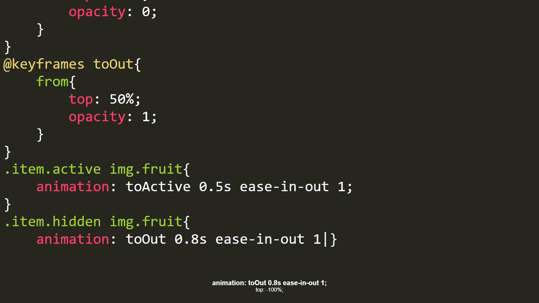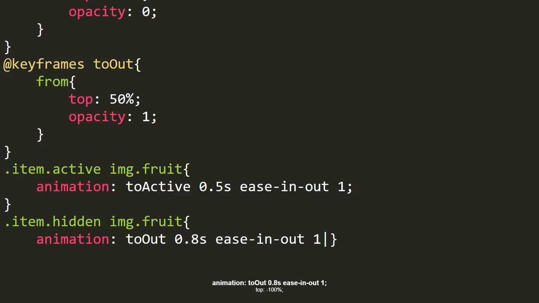Dot list. Width 100. Height 100. Dot item. Width 100. Height 100. Background color var background. Position absolute. Top 0. Left 0. Overflow hidden. Display none. Dot item img dot fruit. Width 90. Position absolute. Top 50. Left 50. Transform translate minus 50 minus 50. Z-index 15. Pointer events none.